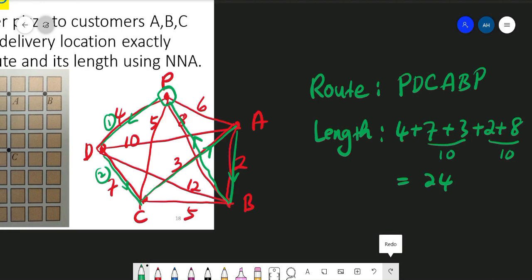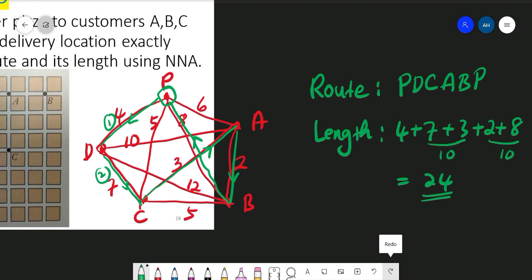So the route is P, D, C, A, B, P. The delivery man, starting from P, has to go to D, then to C, then to A, then to B, and then come back to point P, returning to the original place. And the total length, if we follow that route, is 24, maybe 24 miles, maybe 24 kilometers.